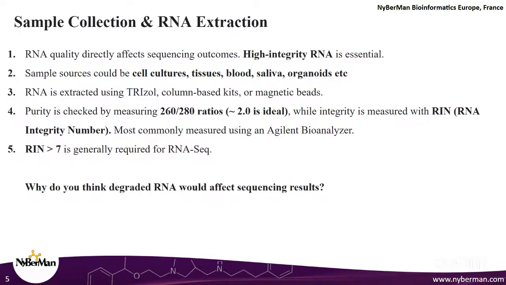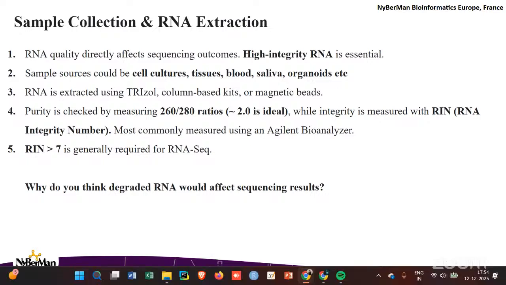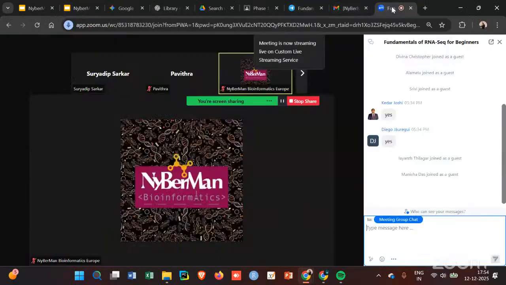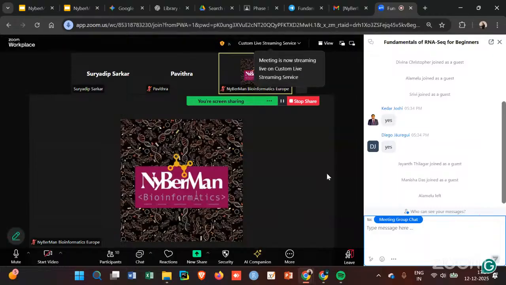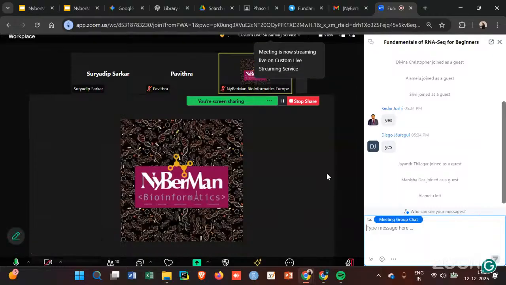Okay, so with all of this, I have one question for you guys. Why do you think degraded RNA, by that I basically mean RNA which has been chopped off into various small pieces, right? Such degraded, low quality RNA would actually affect our sequencing results. Why do you think that might happen? Any guesses? Anybody? You can unmute yourself and take a shot.